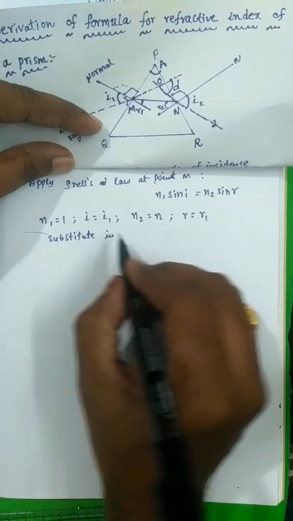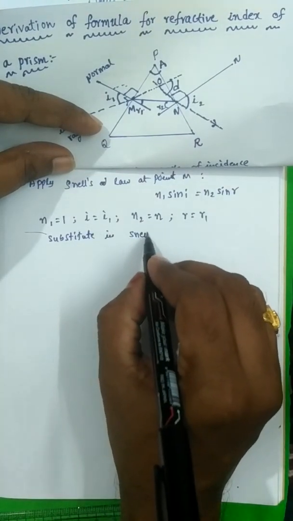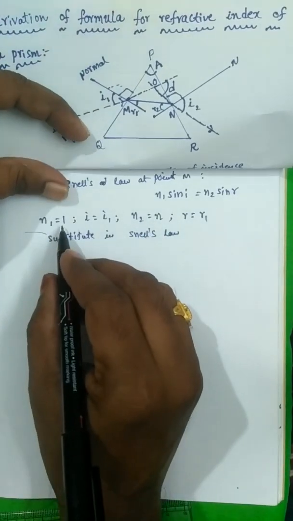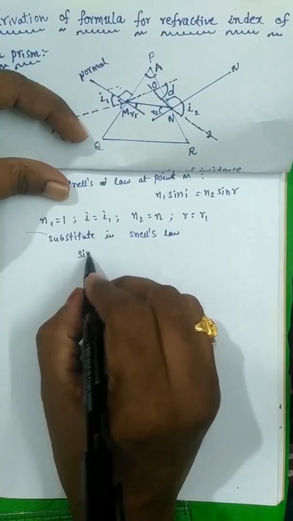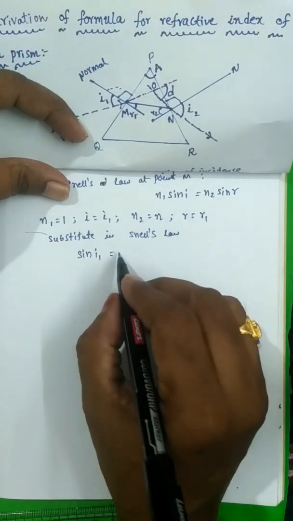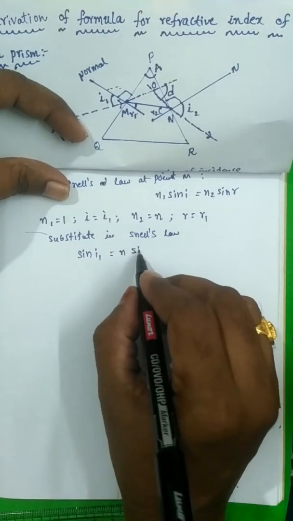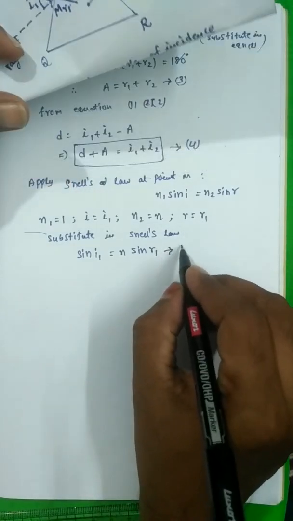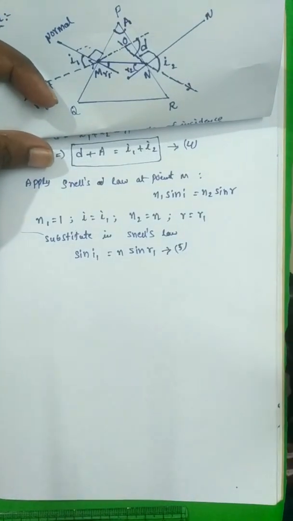We have to substitute in Snell's law. Suppose we substitute n1 as 1: 1 into sine I1 equals n sine r1. This is equation number 5.